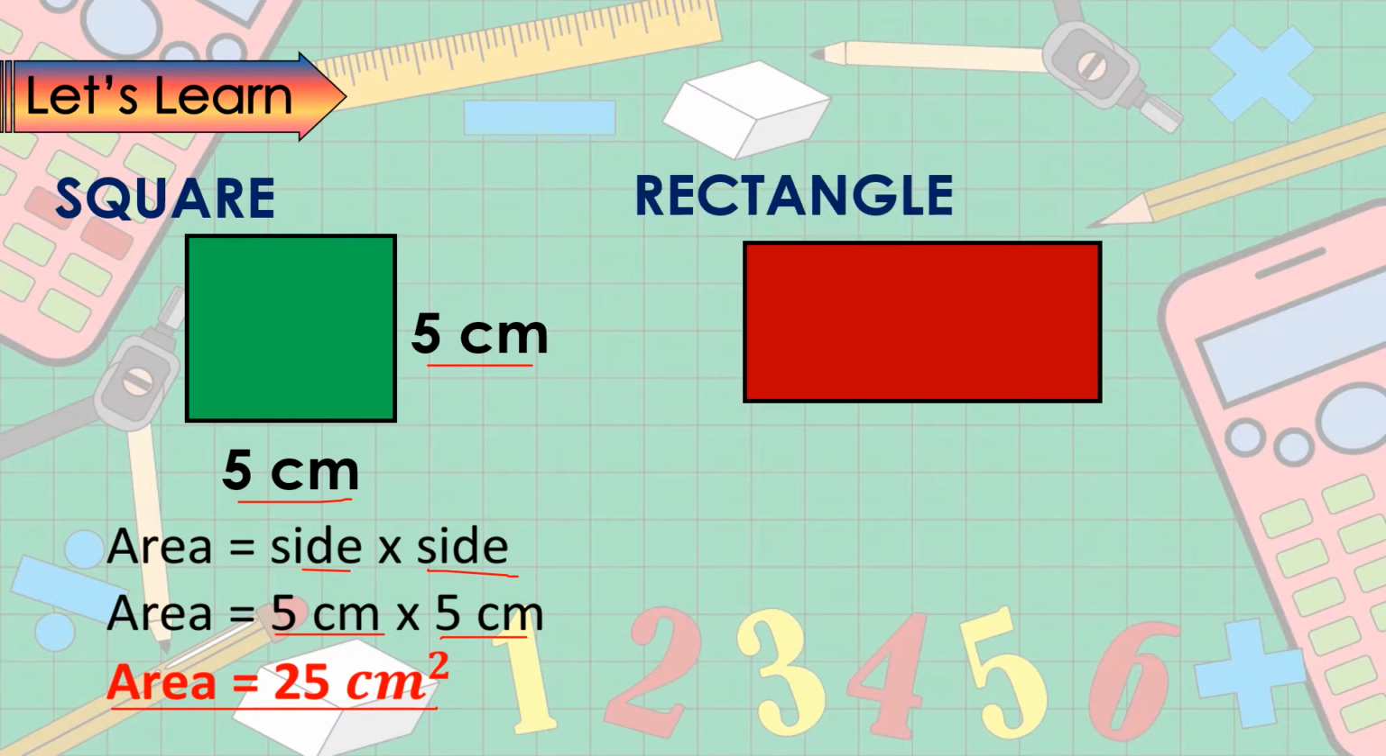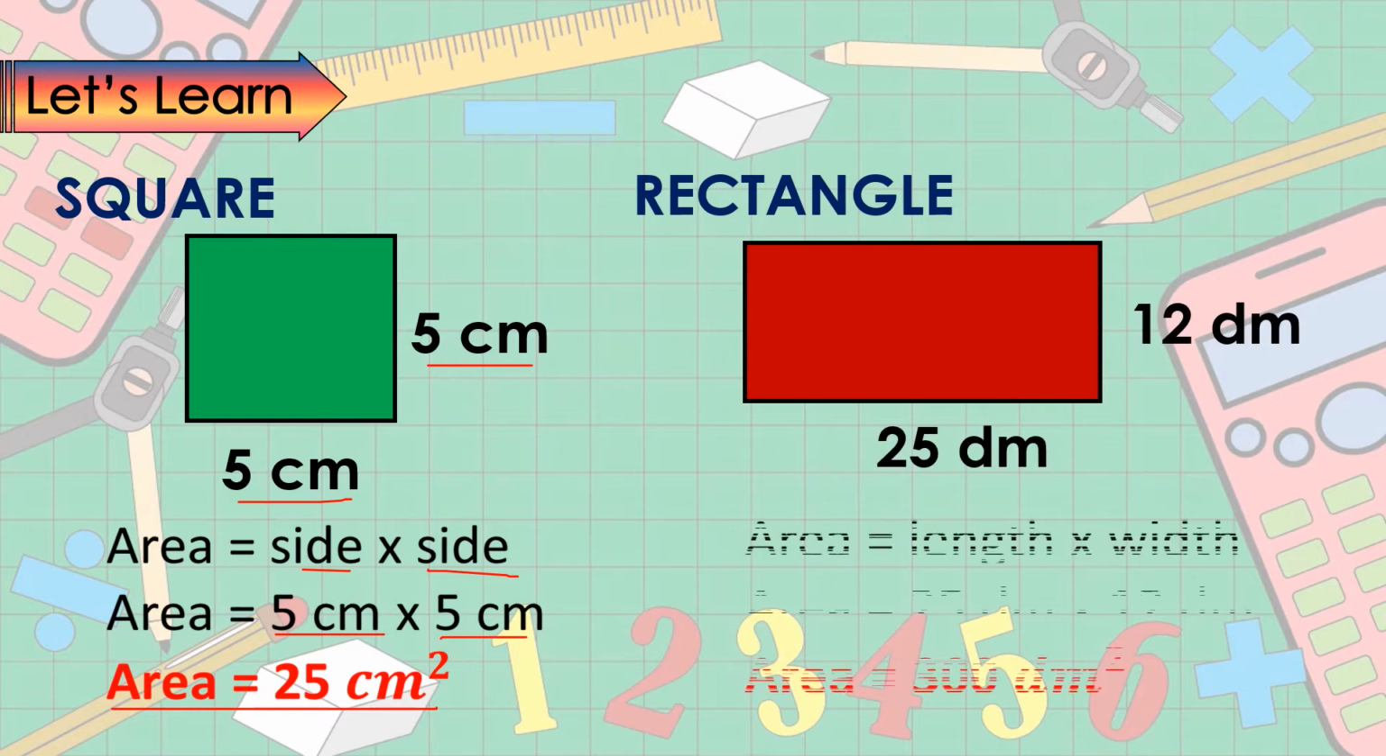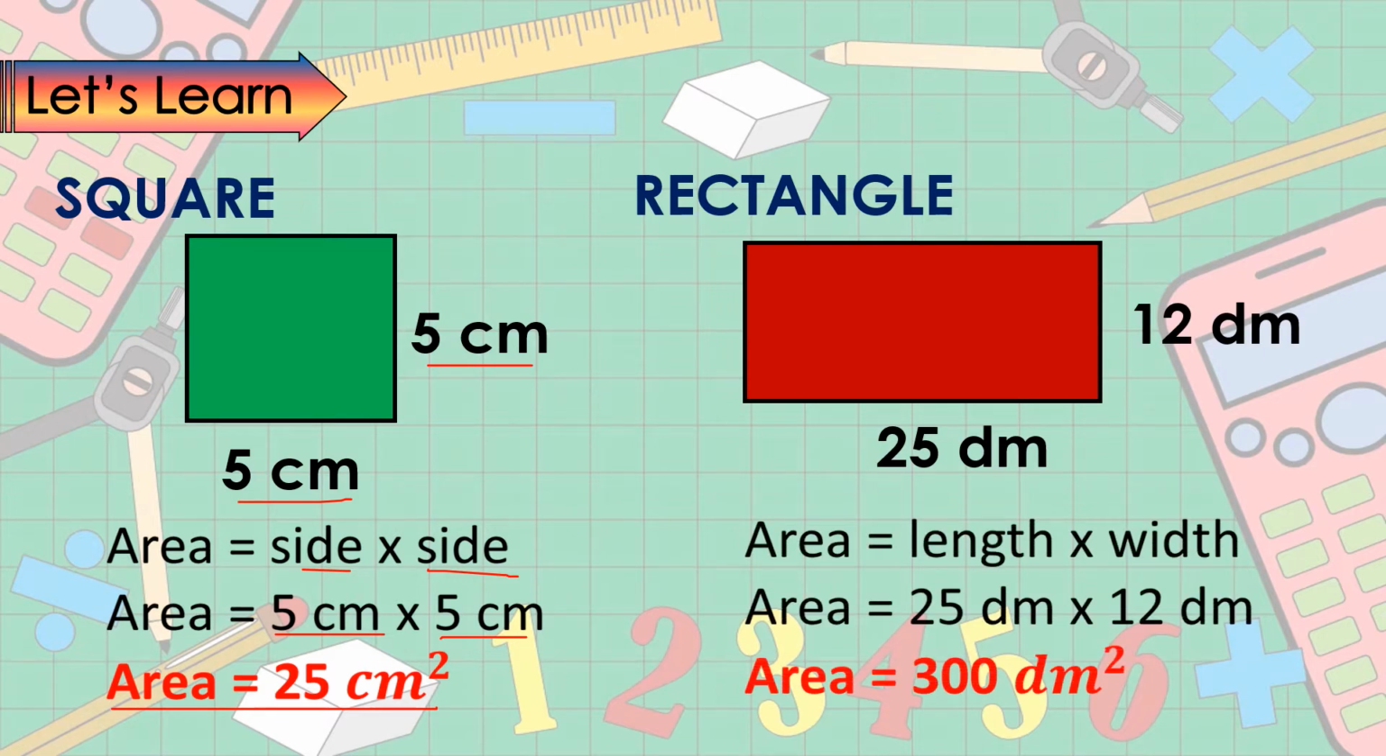Next, how about a rectangle? For a rectangle, we have two units of measure, which are the length and the width. So for the formula, we have area equals length times width. Here, we have 25 decimeters times 12 decimeters. We just multiply the length times the width. So we have 25 times 12, which gives us 300 decimeters squared, or 300 square decimeters.